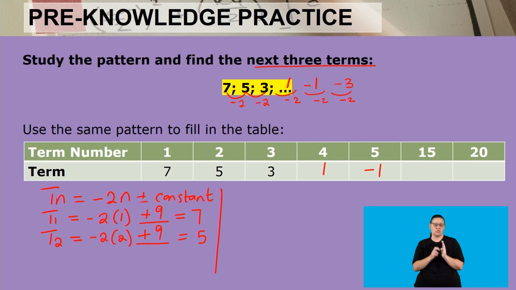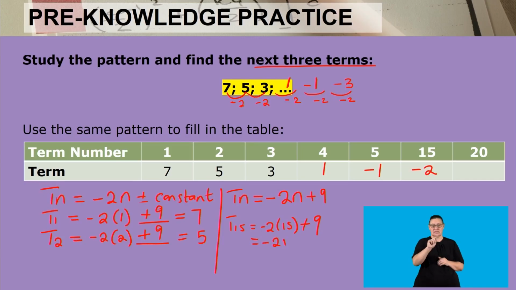So what is our rule going to be here? Our rule is going to be that we are going to multiply our term number with negative 2, which is the constant difference. Then from there, we are going to add 9. Now, can we do the same for the 15th term and for the 20th term? Well, what is then a negative 2 multiplied by 15? That, of course, is a negative 30. And when we add 9 onto that negative 30, our answer is going to be a negative 21.